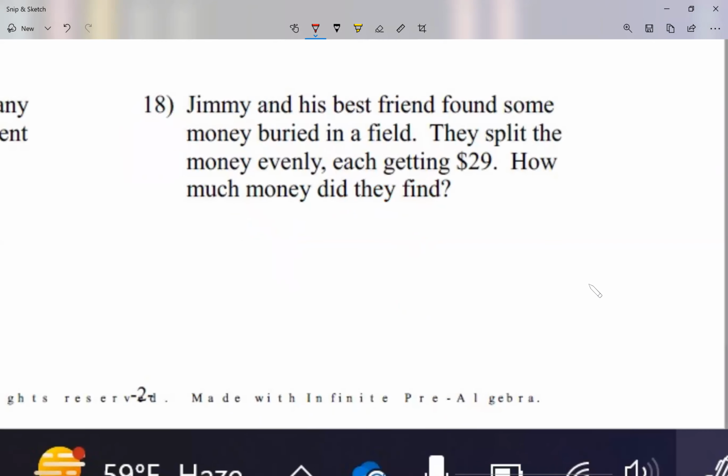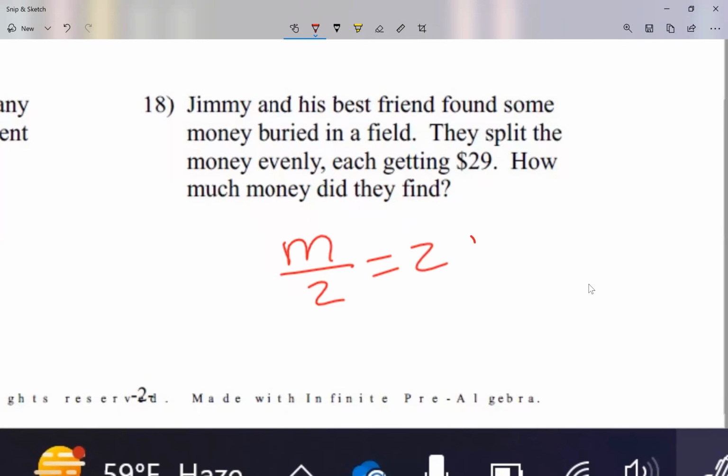Looking at number 18. Jimmy and his best friend found some money buried in a field. They split the money evenly, each getting $29. How much money did they find? So I'm going to use M for money. I don't know how much they found, so I'm going to say M. They split it evenly, right? It's Jimmy and his best friend. So there are 2 people. So the money divided by 2 people is equal to 29. How much money did they find?